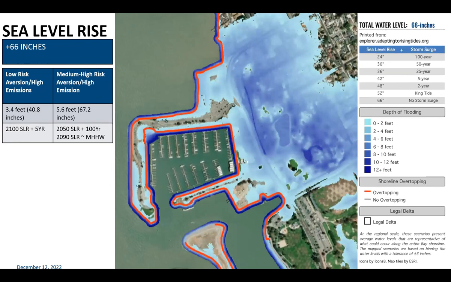And this map shows what 66 inches of sea level rise would look like if the site was to remain unchanged. This roughly corresponds to the mean higher high water level at 2090 in the medium to high risk aversion high emission scenario, as well as the 100-year storm condition at mid-century. In this scenario, a lot of the backland would actually be flooded and much of the marina area, though there are some high points in the middle of the peninsulas here that would remain above water.